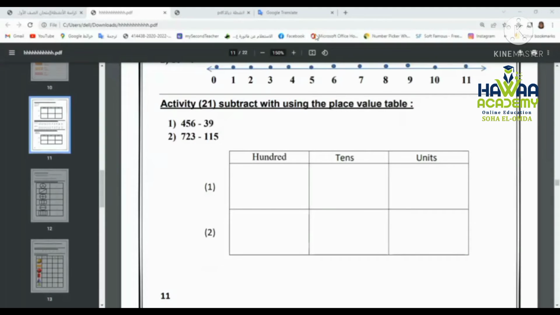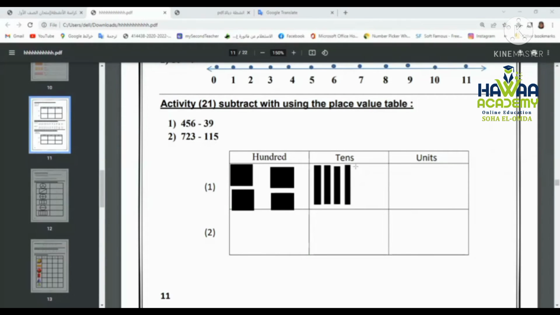What we're gonna do, we're gonna draw the first number, the big number, and then we're gonna cross out and count the rest. But here we have 456 minus 39. So let's start with 400. Here is 1, 2, 3, 4. 456, so it is 50. Here is 10, 20, 30, 40, and 50. And now the 6. Here's 1, 2, 3, 4, 5, 6. Now, we need to take 39.